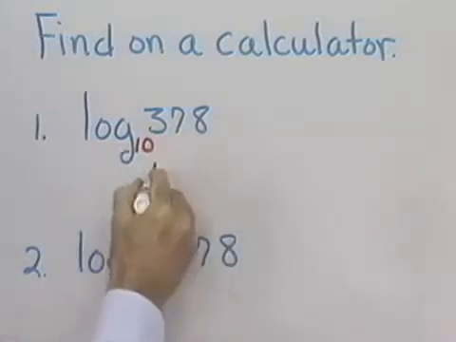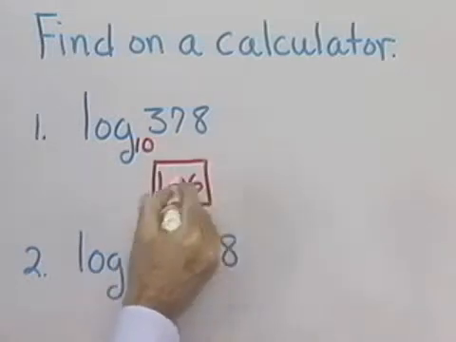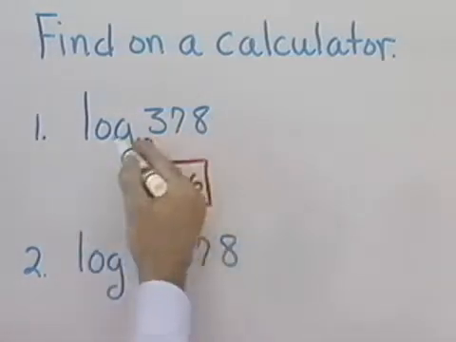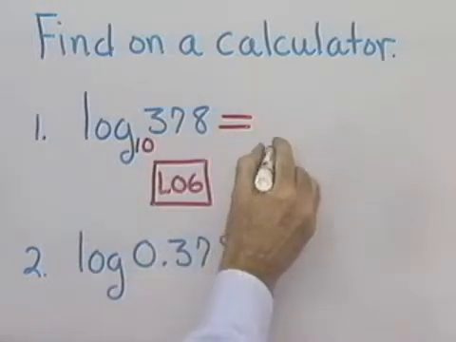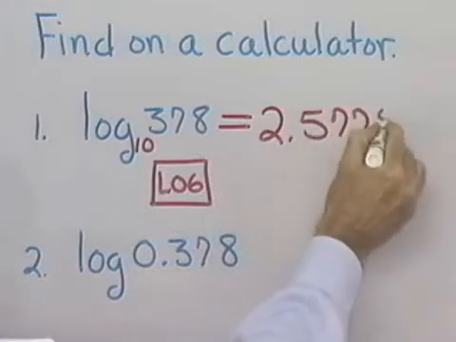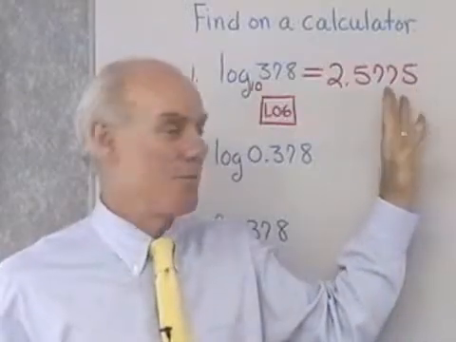So on your calculator you want to look for that button that says log. That'll be your logarithm button. And if you press that button on your calculator after you've entered 378 or before, depending on the kind of calculator you have, you can check to see this will come out 2.5775. And I rounded it to this place right here just so I could write something down here.